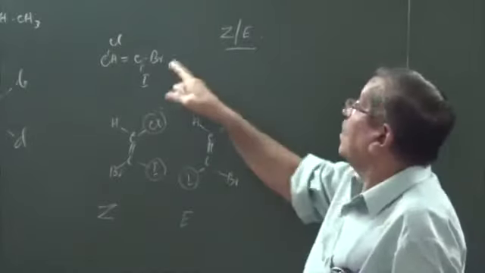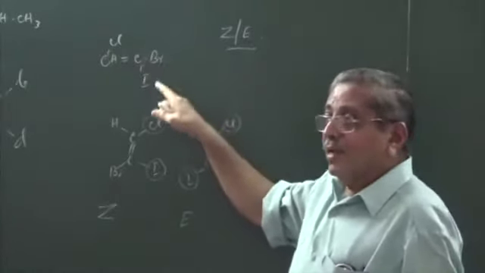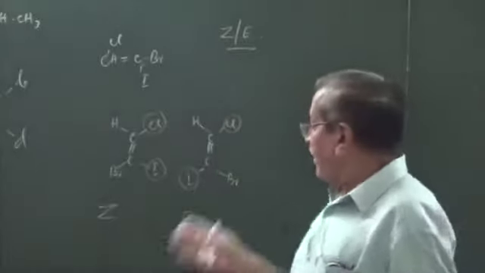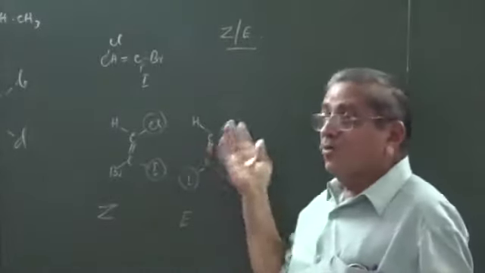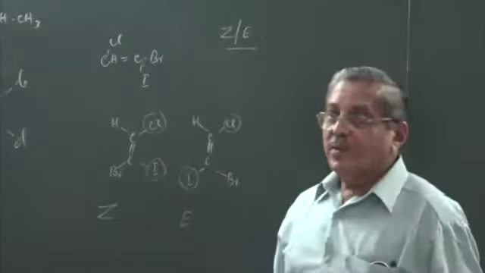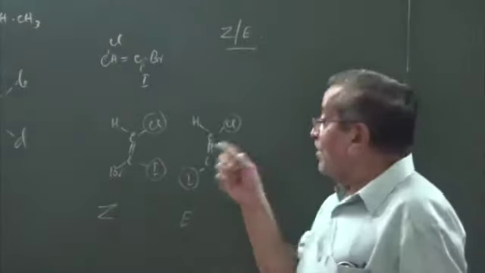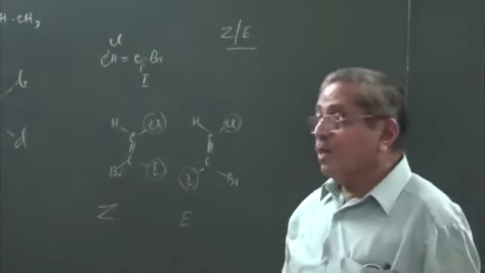They write Z, then 1 bromo, 2 chloro, 1 iodo, ethene, like that. Similarly for the E form. You can immediately write what that compound is. Hope it is clear. Now, there may be some difficulty in finding the priority.